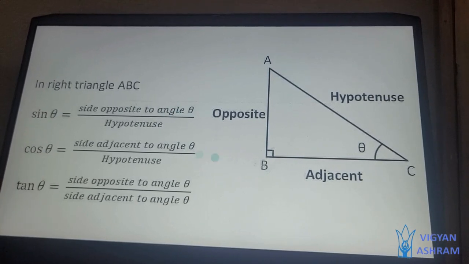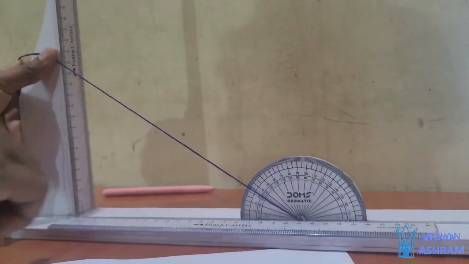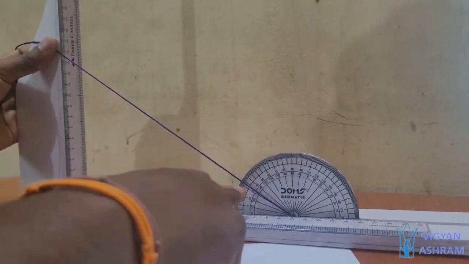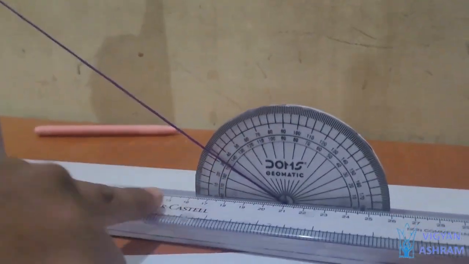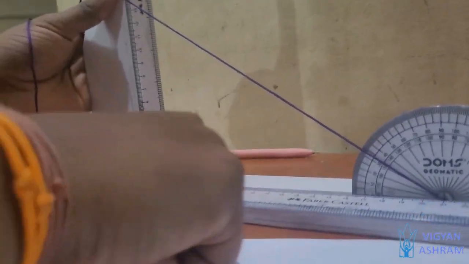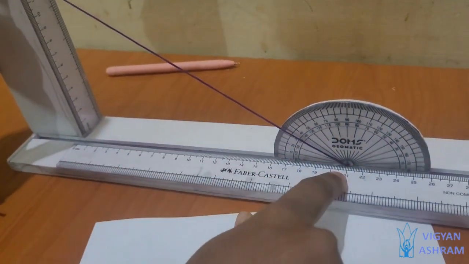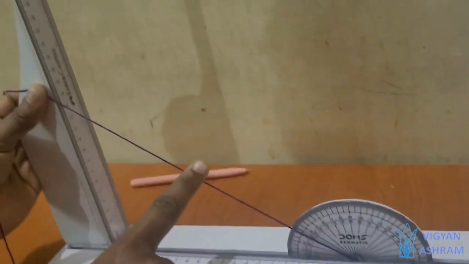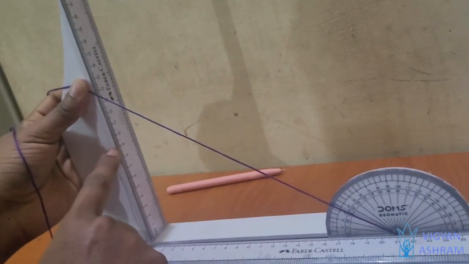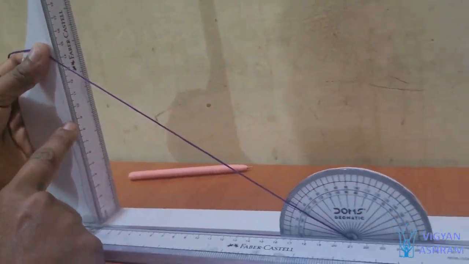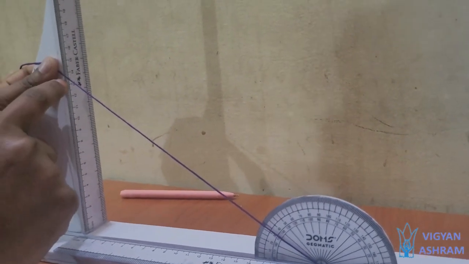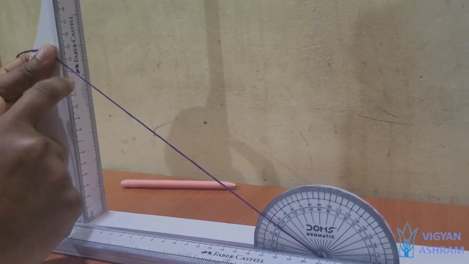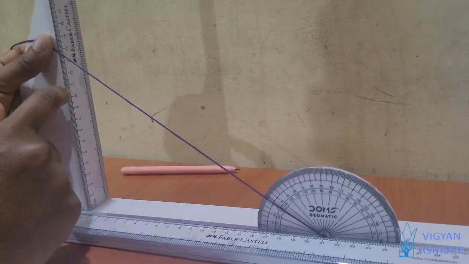Just imagine at this particular point we know the theta value, which is 33. We also know the adjacent value. We don't know the hypotenuse, and we also don't know the opposite. Just because you have this scale, you can say there is some measurement shown over here. What if there was no scale? So that's the actual problem.